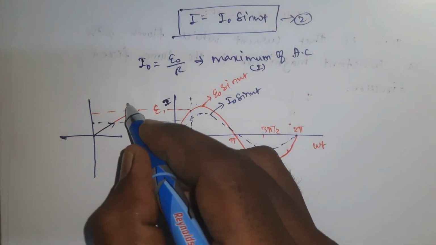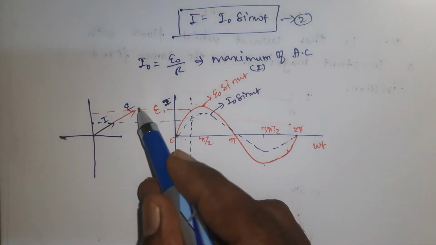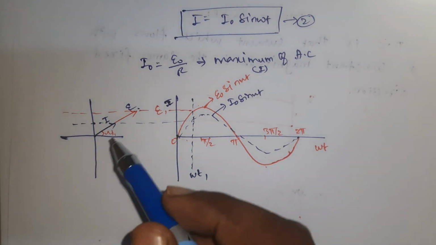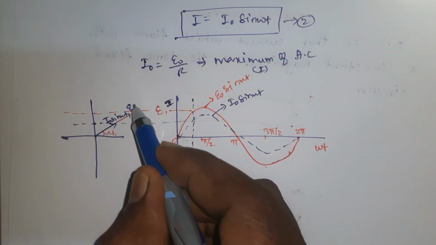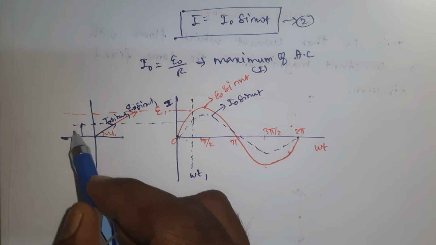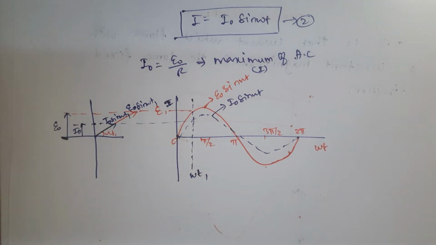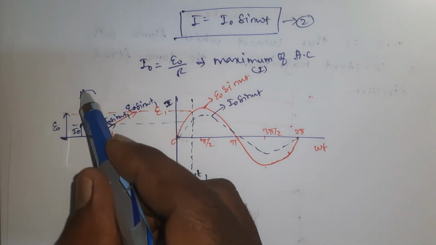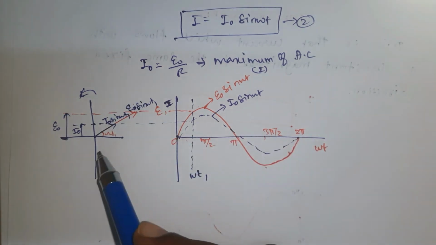So EMF and current are both in the same phase. Next, this is I naught sine omega t1. This value is E naught sine omega t1. This is the maximum value of current, this is the maximum value of EMF. In this direction, the current and the EMF will be rotating in the same phase and in the same direction. So there is no phase difference between current and voltage.